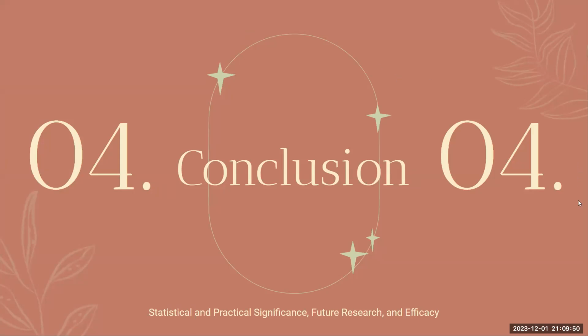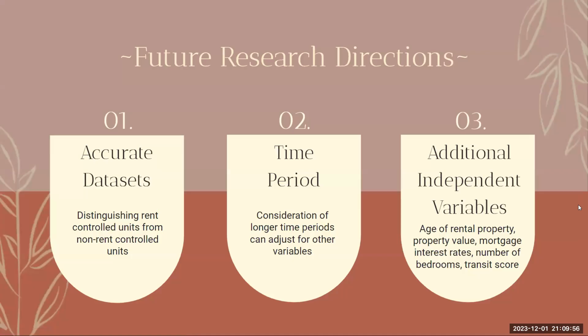Moving on to our conclusion, we will go over the statistical and practical significance, future research, and efficacy. As a result of our academic research showing that the average rate of rental price change is statistically significant but inconsequential, we have noted 3 areas in which future research can focus their work. The first being to acquire accurate data sets.